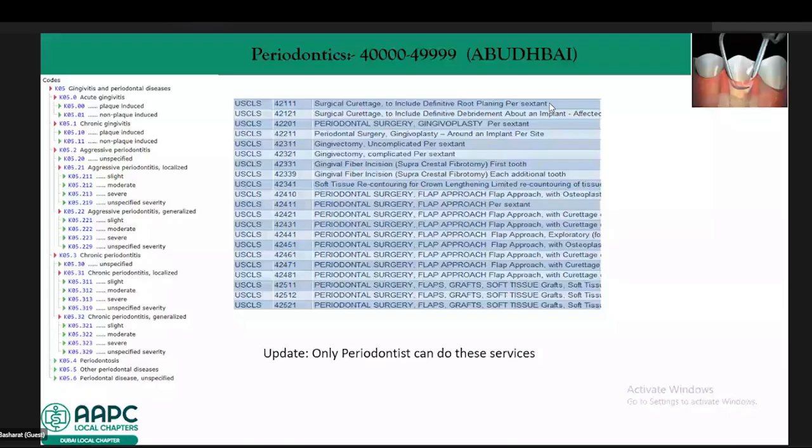Make sure that, for example, if the patient has gingival enlargement in the front 4 teeth, you cannot bill this 4 times. You have to bill only 1 time, because this code is per sextant. So it is very important to know this point. You cannot assign this code multiple times for the same sextant. Make sure that you know the tooth numbering for each sextant, which tooth number, then you can assign this code.